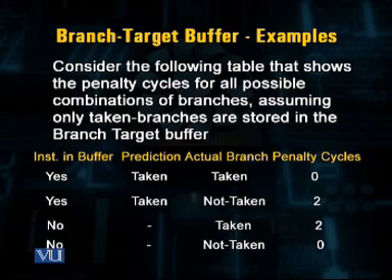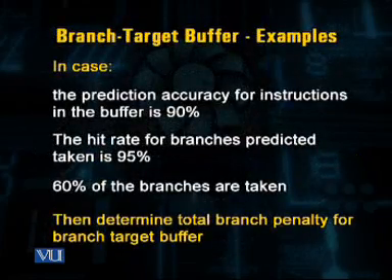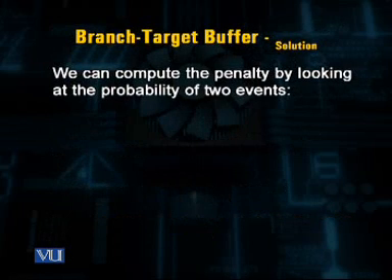Whereas if the instruction is not available in the buffer, in this case, if the actual branch is taken, then there is a penalty of 2 cycles, and if it is not taken, then there is no penalty. Now in this example, if we assume that the prediction accuracy for instruction in the buffer is 90%, and the hit rate of branches predicted taken is 95%, then let us determine the total branch penalty for branch target buffer. Let us have a look at this calculation over here.